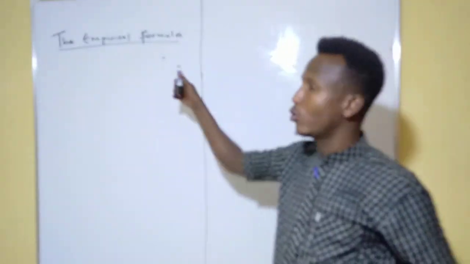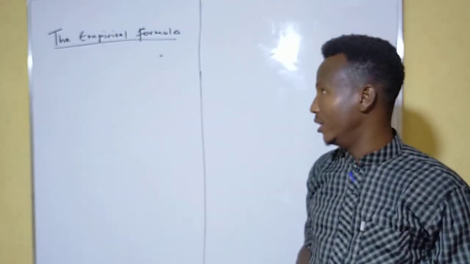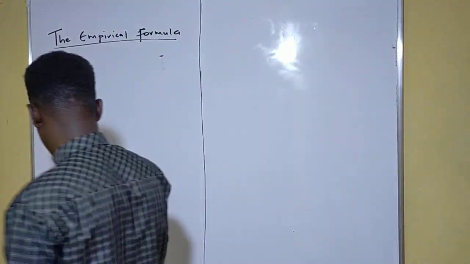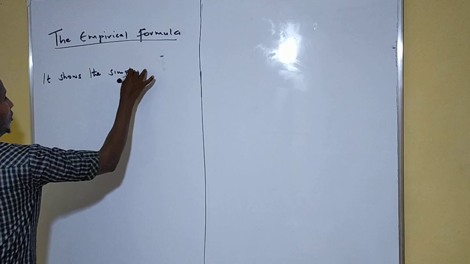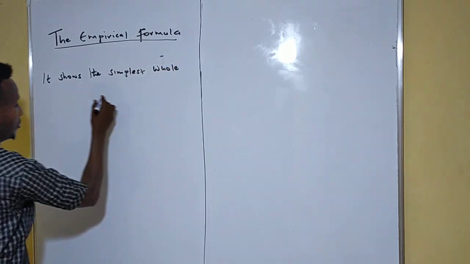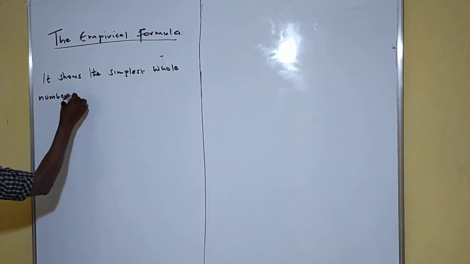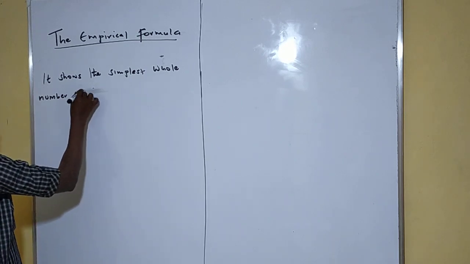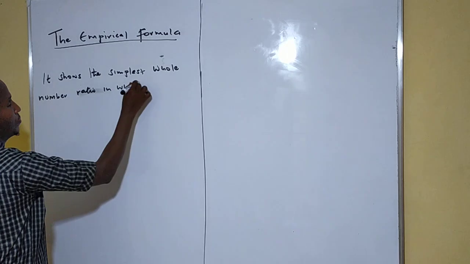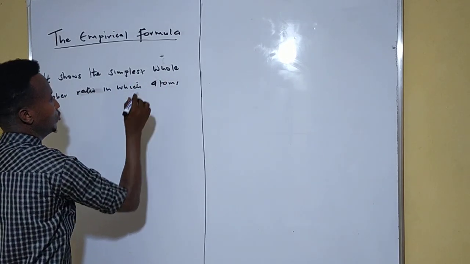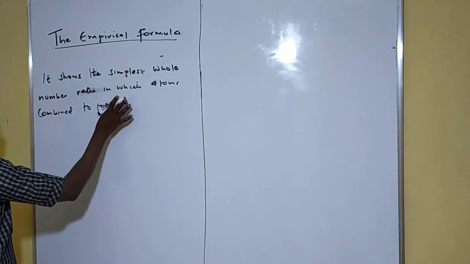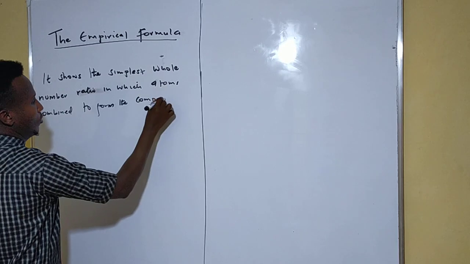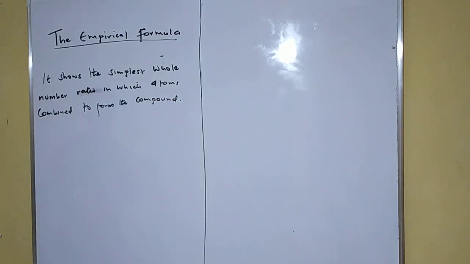So the empirical formula shows the simplest whole number ratio in which atoms combine to form the compound. So the empirical formula shows the simplest whole number ratio in which atoms combine to form the compound.